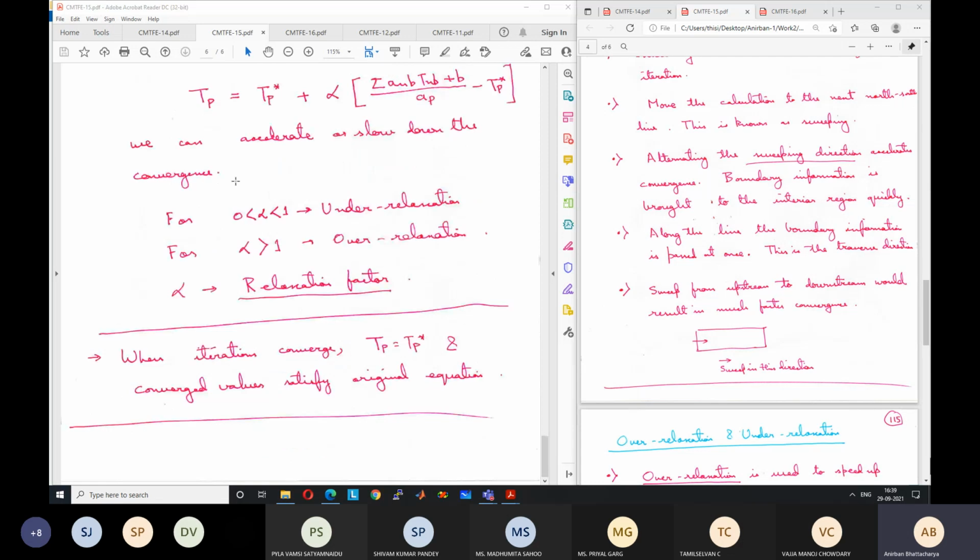There is a method called successive over relaxation, used to speed up the convergence. You can read up about it separately. It is not part of our curriculum, but if you want, you can. It is also used someday. It is known as SOR. So that is where this over relaxation technique is actually used. Any questions?